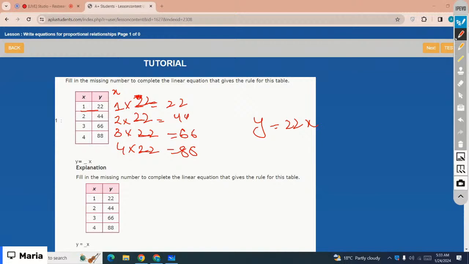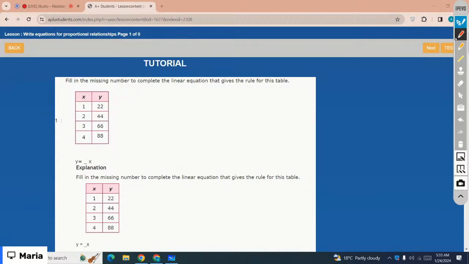Got it? You have to find the relationship between x and y values, right? That is y equals 22x. The correct option is y equals 22x. Let's just start with the practice questions.